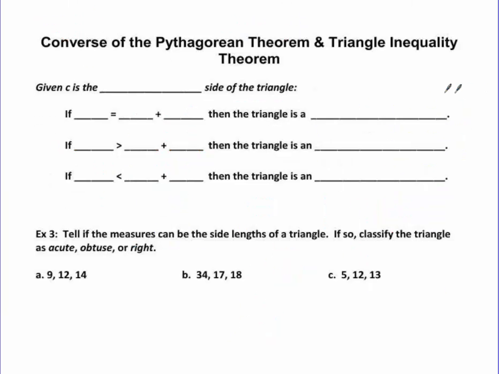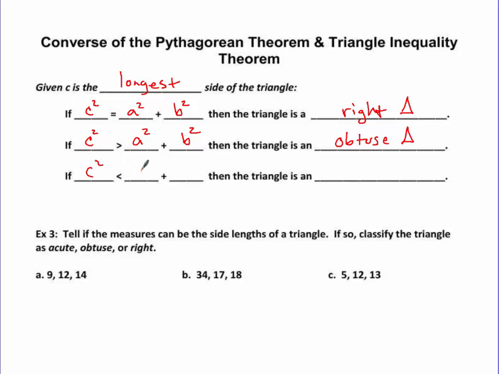So, all right, so another thing that we've looked at before and we're going to revisit again is called the triangle inequality theorem. And it just says that when C is the longest side, which is what we're always going to be dealing with, when C is the longest side of a triangle, if C squared equals A squared plus B squared, then that triangle is a right triangle. And if you remember, we've done this before, so we're going to go pretty fast. If C squared is greater than A squared plus B squared, that's an obtuse triangle. And if C squared is less than A squared plus B squared, that is an acute triangle.